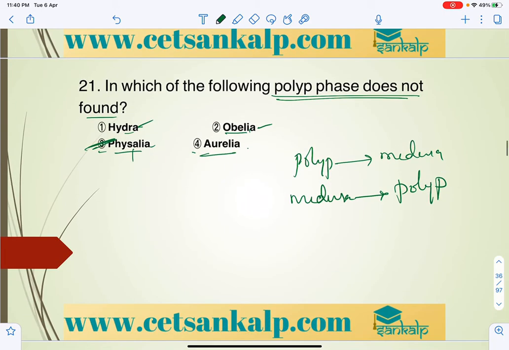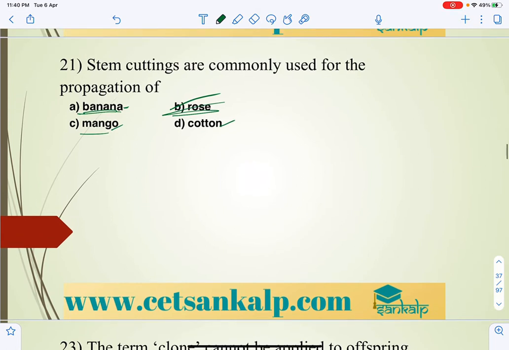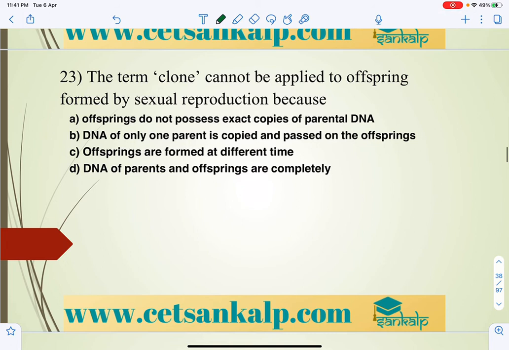So here I think this is related to the animal kingdom, we already discussed that, right? This is not related to this chapter. Next, the term clone cannot be applied to offsprings. The clone cannot be applied to offsprings. So what is that exactly?